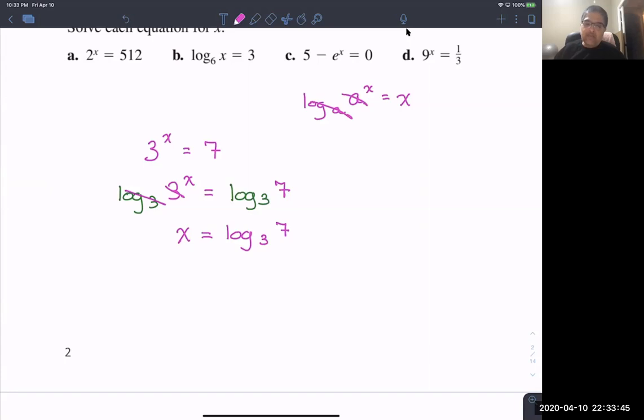Now, remember your change of base forms. You can also rewrite this as the natural log of 7 over the natural log of 3, or you can rewrite it as the common log of 7 over the common log of 3. Since it's going to be a multiple choice test that I will give you with these problems, I will give you an answer that looks something like this.